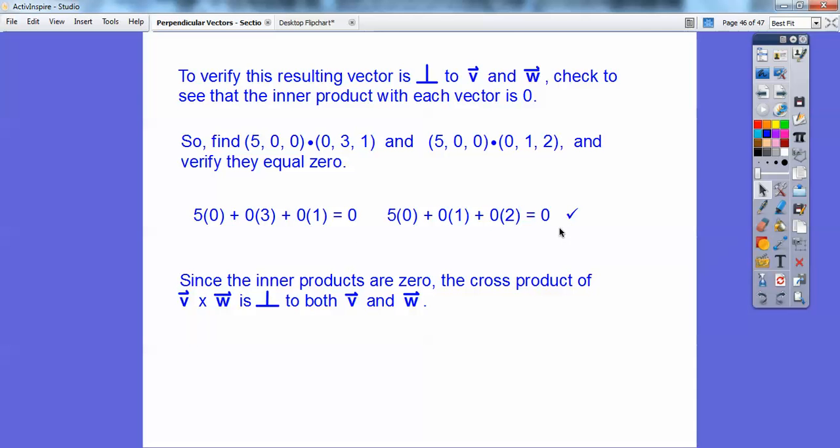So since the inner products are 0, the cross product of the vectors v and w is perpendicular to both v and w. All right, well that's it, you guys. That's how you do this stuff.